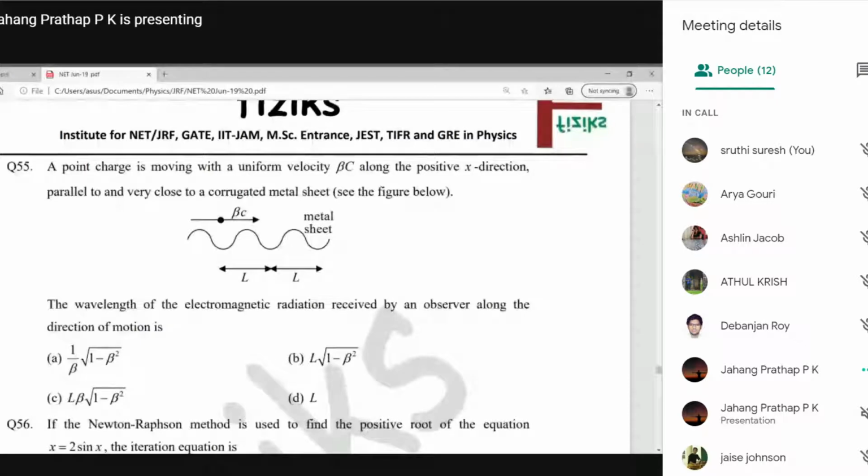Along the direction. Do they mean that it is L by beta? Because it has to be some length, right? Option A does not have a length. So it must be L by beta.